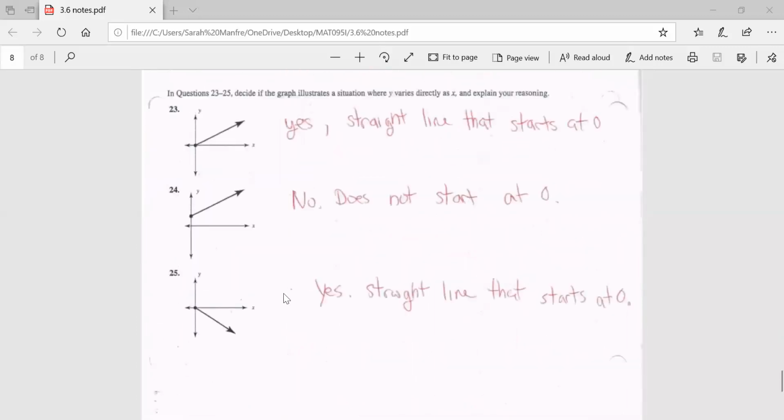All right. Last page. Do these illustrate direct variation? Number 23 and 25 do, because they both start at the origin. Anytime something starts at the origin, it's going to be a direct variation. 24 does not start at the origin. It starts up on the y-axis. So that is not a direct variation.